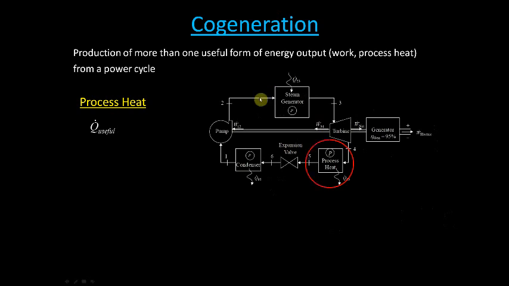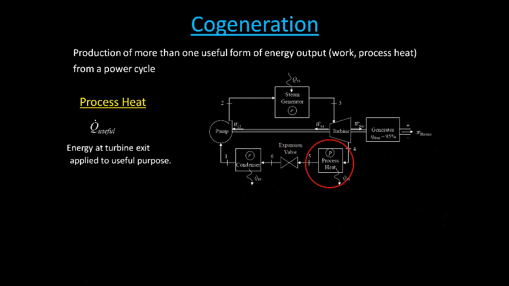So before we go to the condenser, where we're going to just be getting rid of all of this heat, we're going to say, what about some of that heat that we might still be able to make use of? So it's the energy at the turbine exit applied to useful purpose. That's what process heat is.